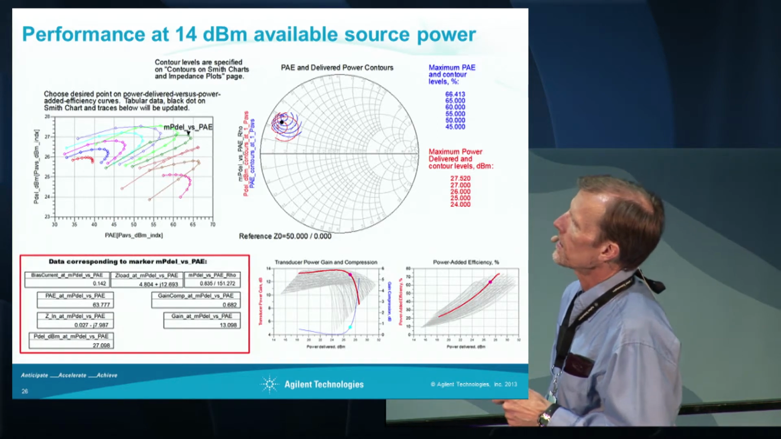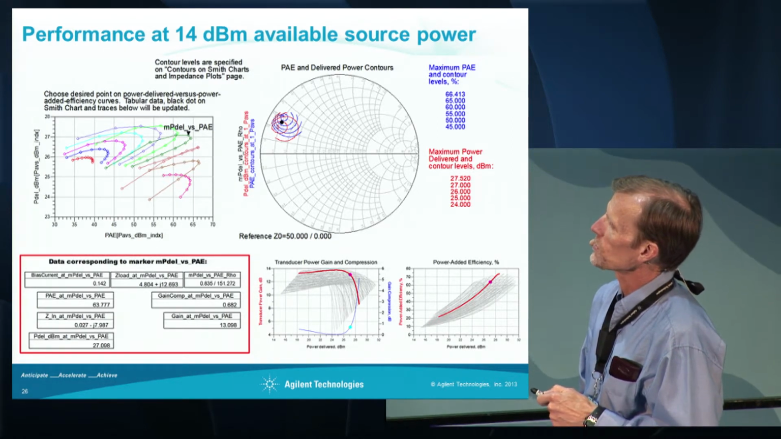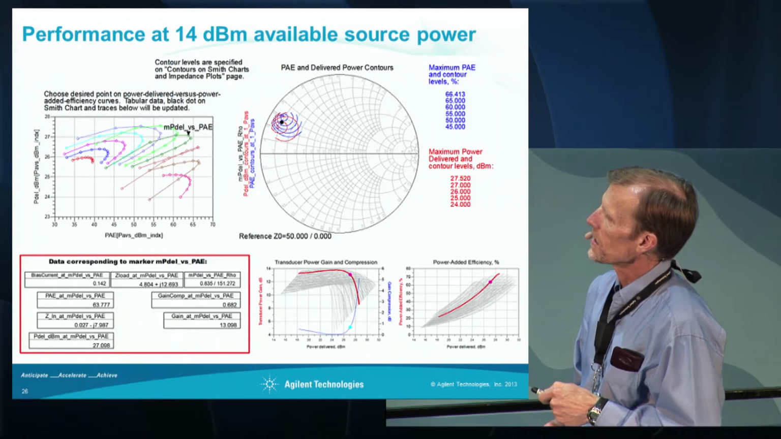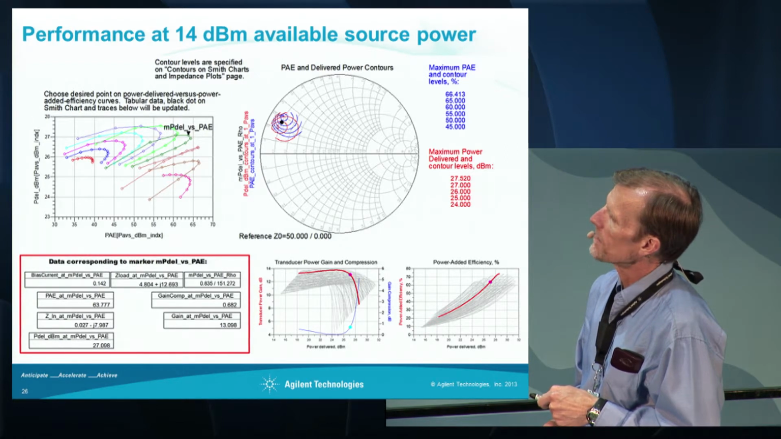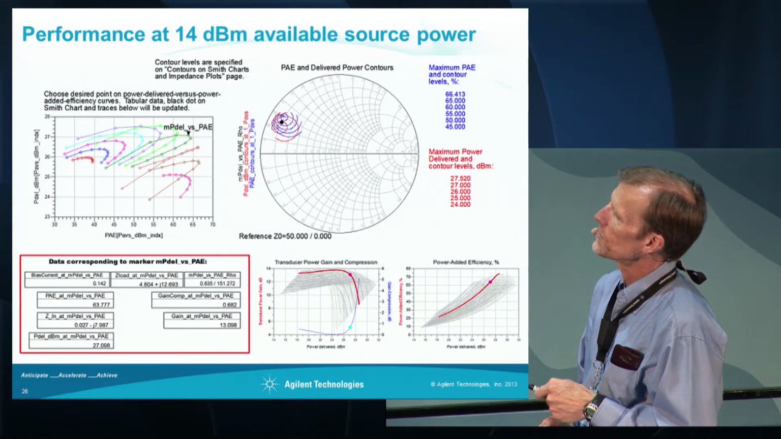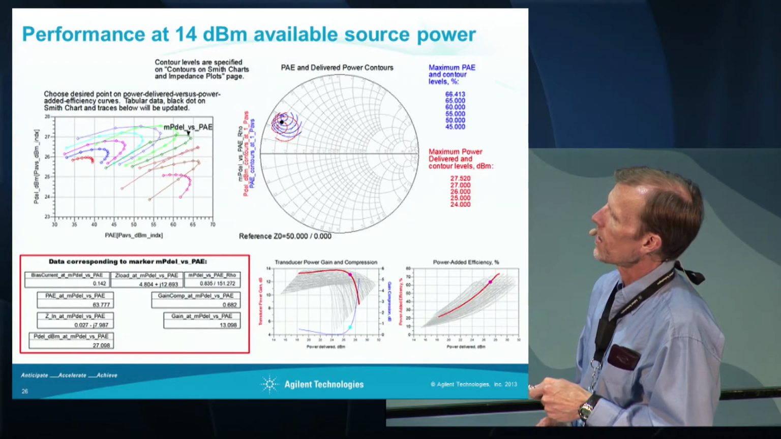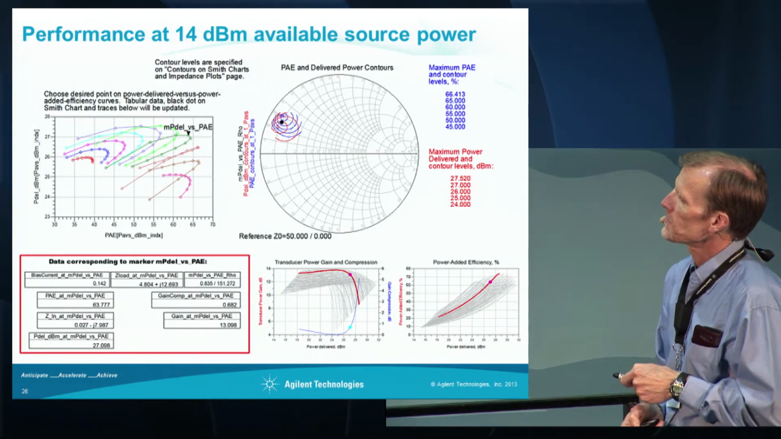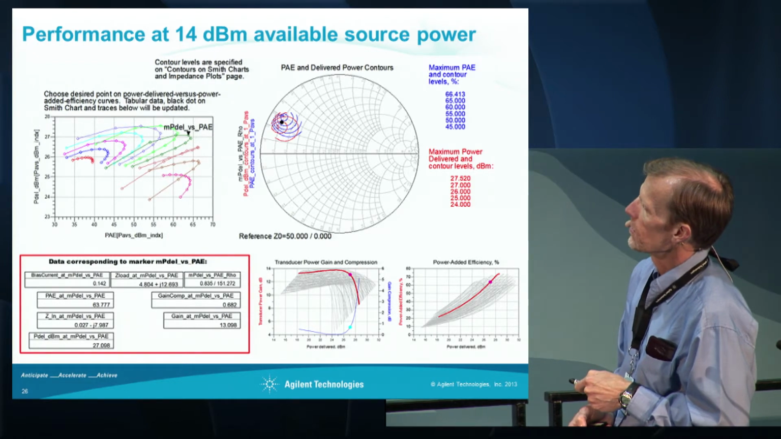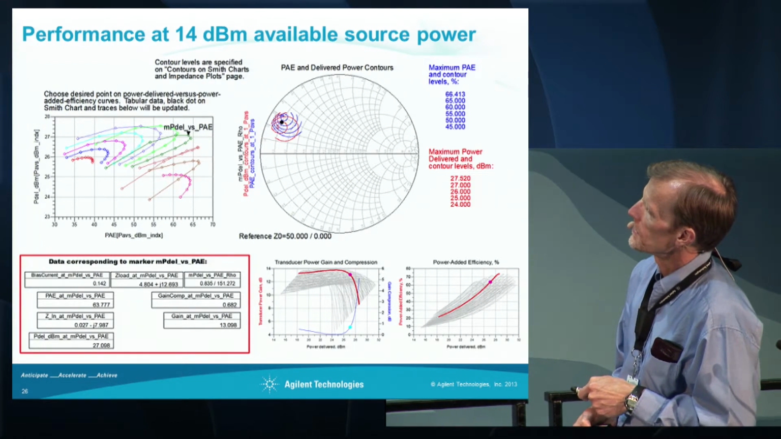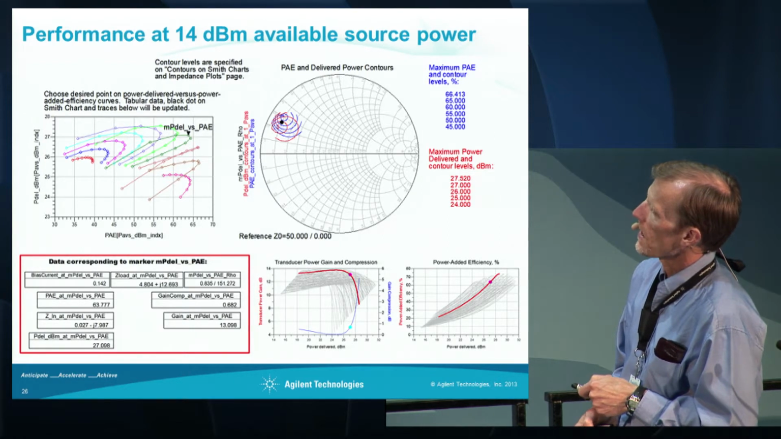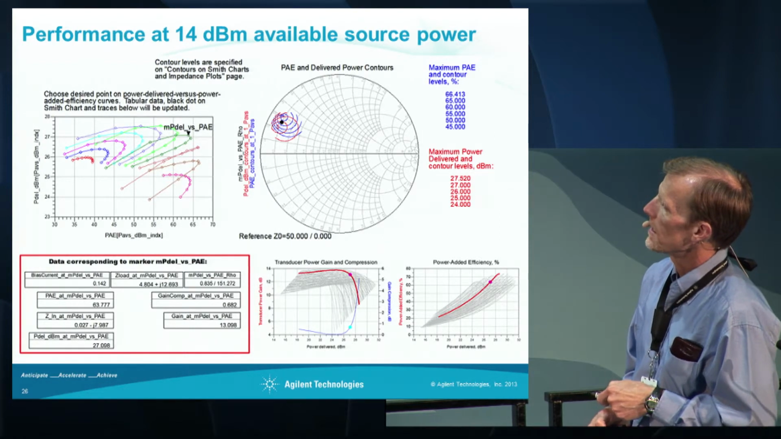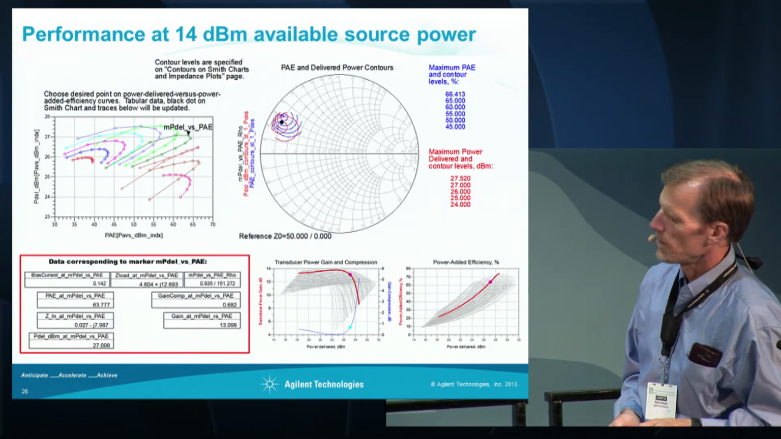Again, we're looking at the performance at a single available source power, 14 dBm, and we're selecting a particular point between power delivered and power added efficiency. So we're making a trade-off between the two. Typically, you choose a point along this arc, and this is the load that corresponds to this point. This data all corresponds to this point as well, and this point corresponds to this load as well. The red is the transducer power gain and power added efficiency that you'd get if we use that load for all input powers.